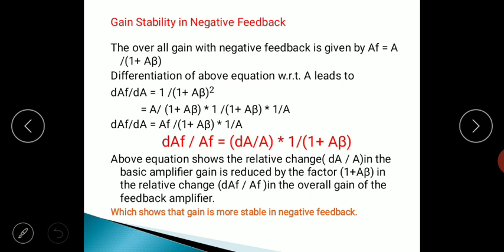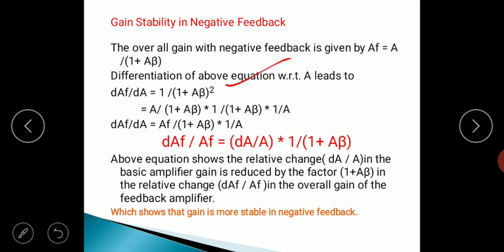It is like d by dx of x upon 1 plus ax. Differentiation of x upon 1 plus ax with respect to x can be written as what? 1 by 1 plus ax the whole square. The same formula we have used here, and we have written dAF by dA equal to 1 divided by 1 plus A beta the whole square.